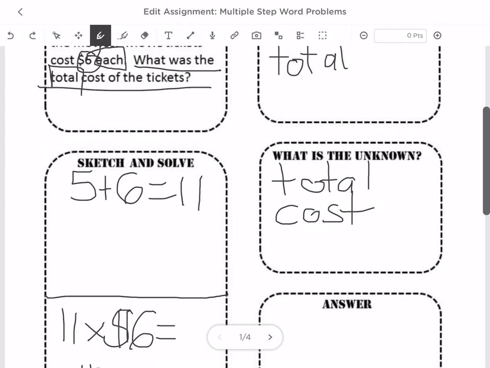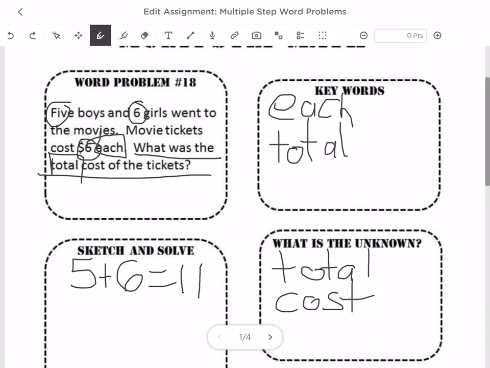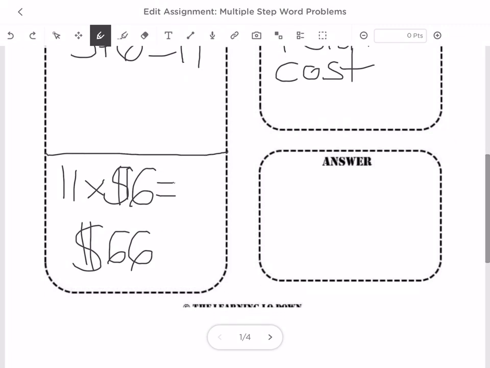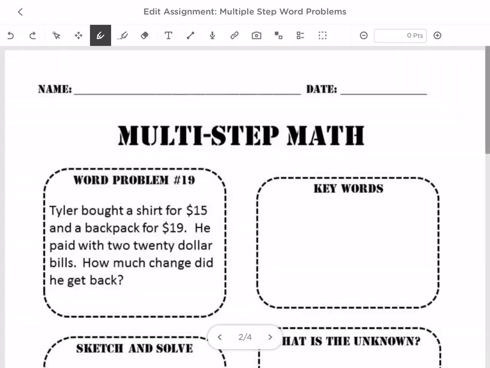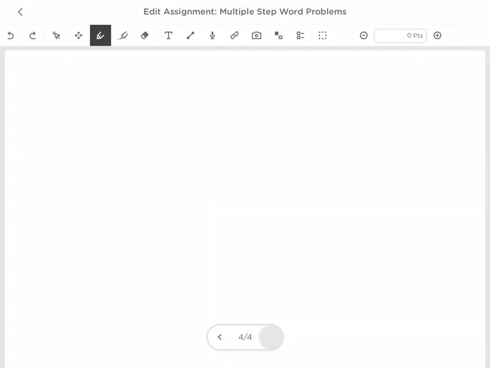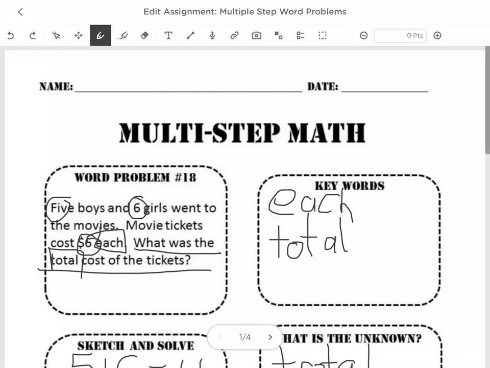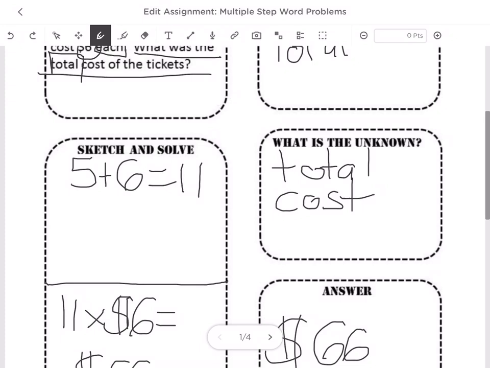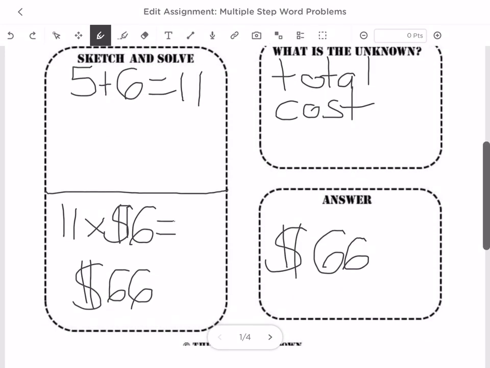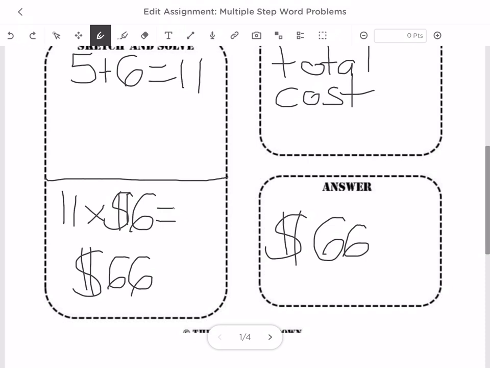Now, does that answer my question? What was the total cost of the ticket? $66. That makes sense. So in my answer box, I'm going to put my final answer with a label, which in this case is a dollar sign. All right. Then you have 3 to try just like that on your own. Okay. So again, use cubes, just like we did. Write the keywords in the box. What is the unknown? Sketch and solve is showing your work, and then your answer with a label in the answer box.